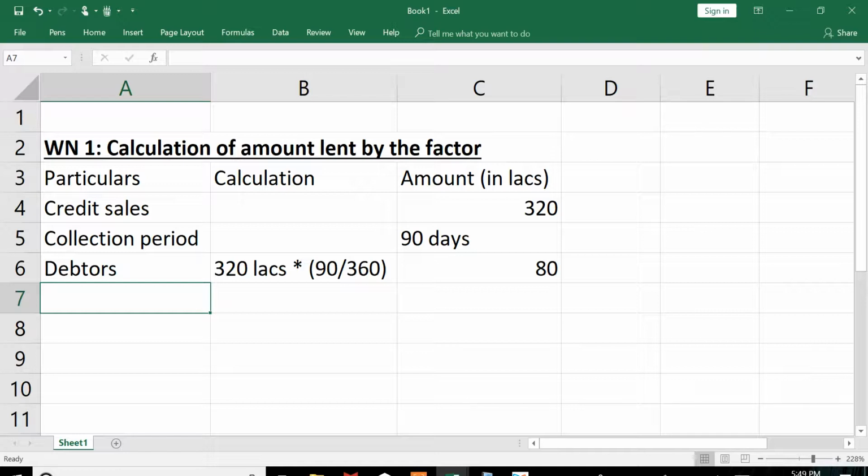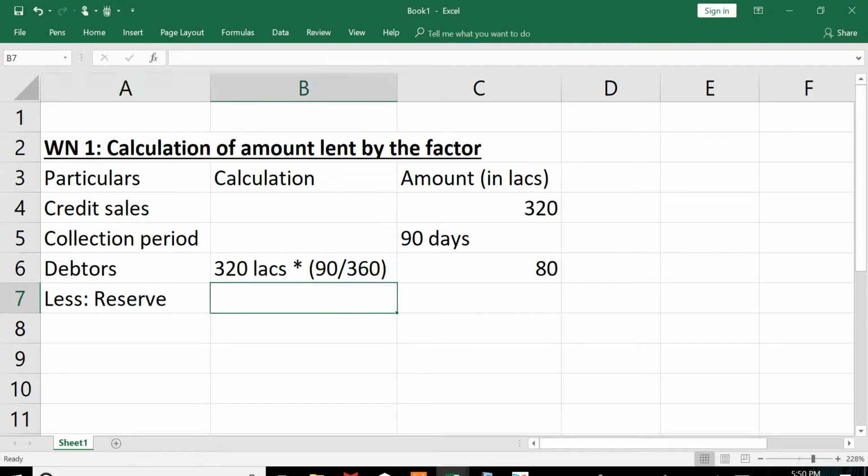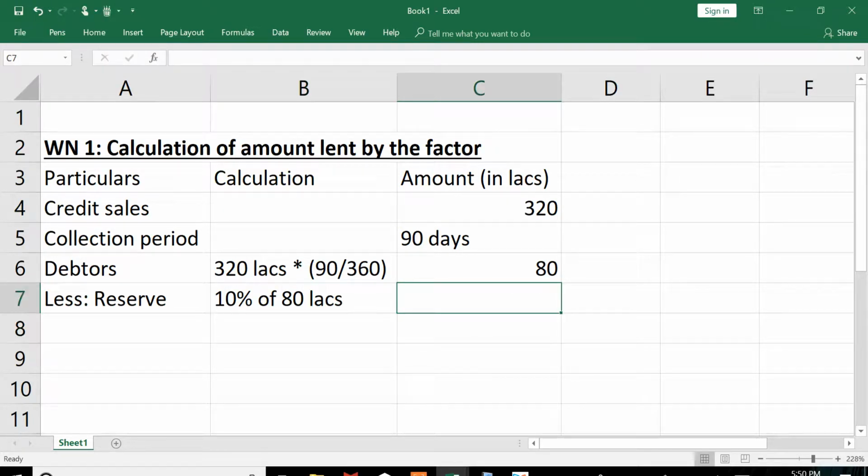Now he is not going to lend you the entire amount. First he will say less reserve. What's the reserve number they are talking about? 10% of 80 lakhs. He'll first deduct this. Reserve is 10% of 80 lakhs. So instead of giving us 80 lakhs, he will deduct this 10% and give us a lower amount.